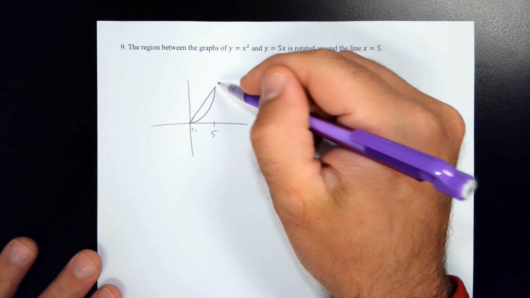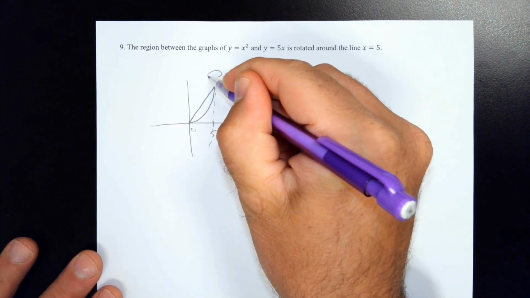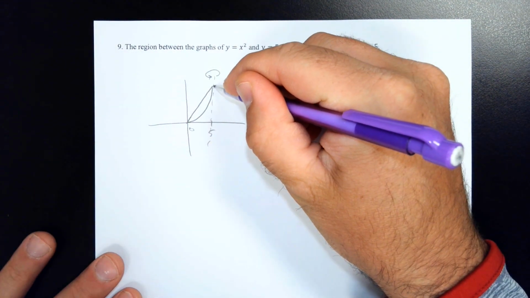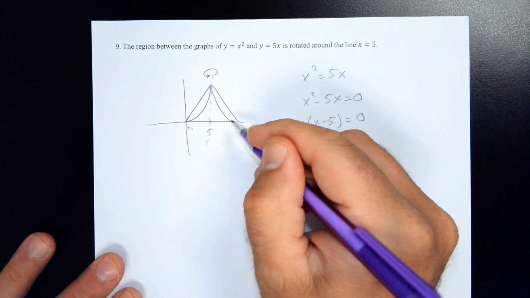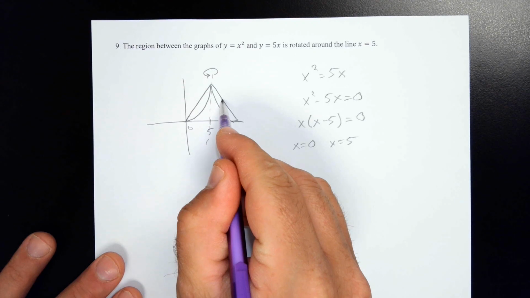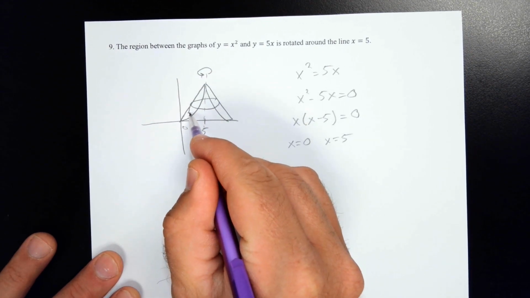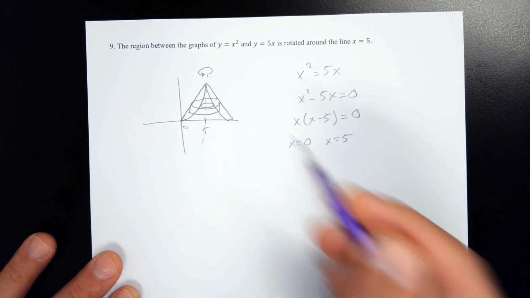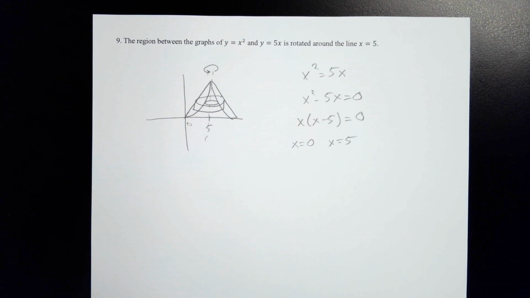Now this is being revolved around this line, x equals 5. So when I look at this region, it looks something like this. They're connected there, and a cross section is going to look something like this, and it's not a disk, but it's a disk with the center taken out. It's a washer again. So I'll have to use the washer method here, and I've got to decide whether I'm going to integrate with respect to x or y.